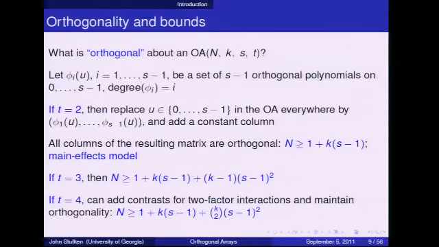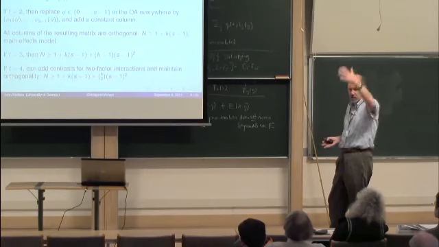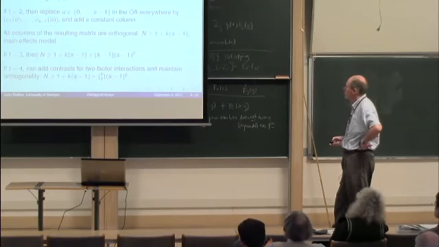So you expand the number of columns of your orthogonal array. Every column is replaced by s minus 1 columns, where these s minus 1 columns simply have the value of the orthogonal polynomial at whatever the entry of the orthogonal array was. If you do that, then you can show that the matrix that you built is a matrix which has all of its columns orthogonal. And you can add a constant column to it, a column of all ones. All those columns are orthogonal.